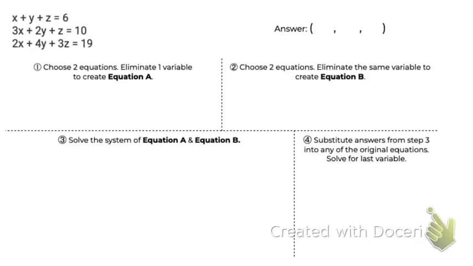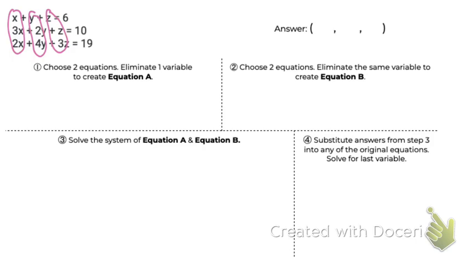Here I'm going to go through these 4 steps in order to solve this system of equations. The first step says choose 2 equations and eliminate one variable to create equation A. So you want to look at them and think, should I eliminate the x, the y, or the z? Which one would be easiest to eliminate? And by easy, I mean maybe you just have to change one of the equations instead of both of them in order to add them together and have that variable go away.